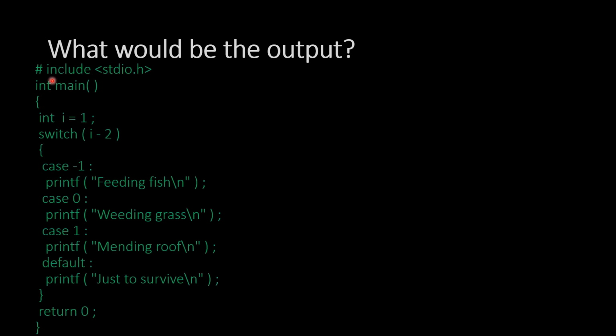What would be the output? #include <stdio.h>, int main, int i = 1, switch (i - 2), case -1: printf, case 0: another printf, case 1: third printf, default: another printf, close bracket and return 0. If you want, you can pause the video and guess the output.